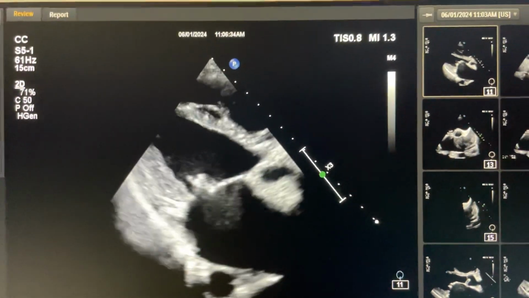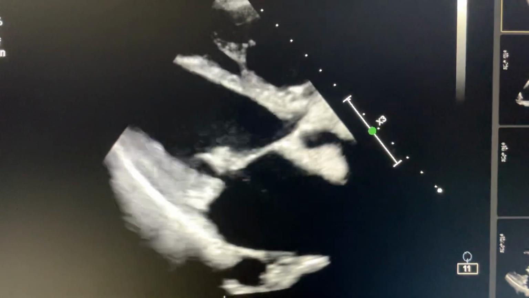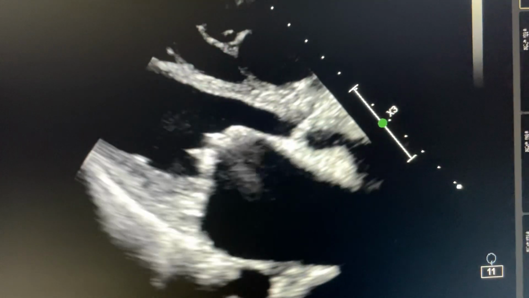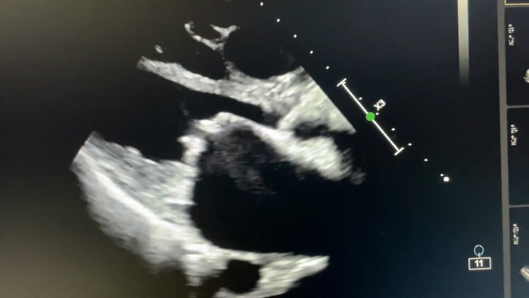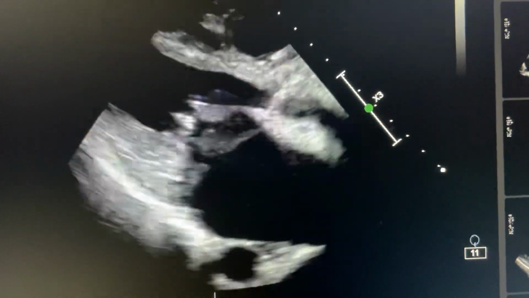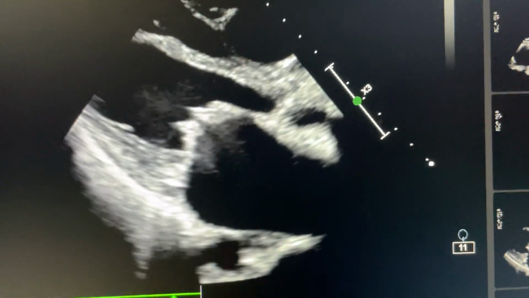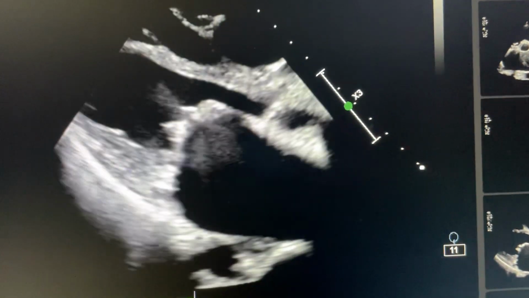This is the case of rheumatic heart disease showing severe mitral stenosis. You can see the tip of the mitral valve is thickened, calcified and more thickened compared to the base. So in rheumatic heart disease, the tip is more affected compared to other parts, that is the base portion of the mitral valve. That is the point to know in this case.